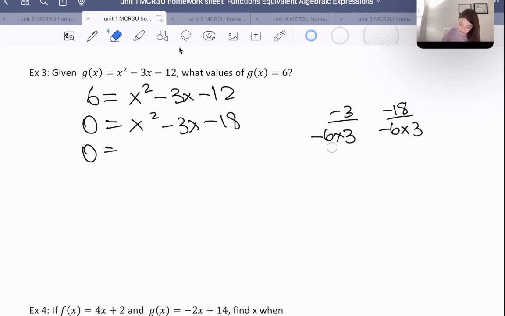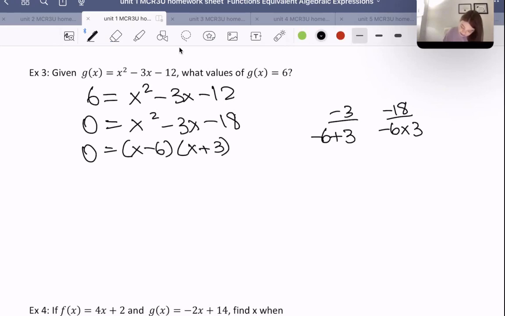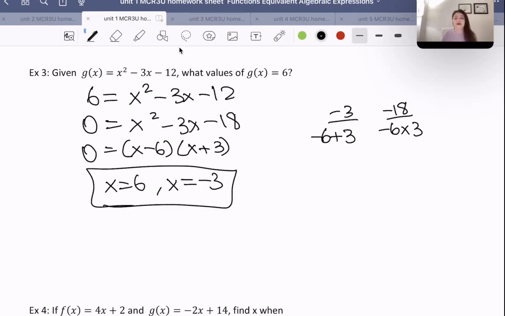Sorry, that should look more like a plus, not a times. There we go. That's a better plus sign. x minus 6, x plus 3. So therefore, x equals 6 and x equals negative 3 are our answers here.